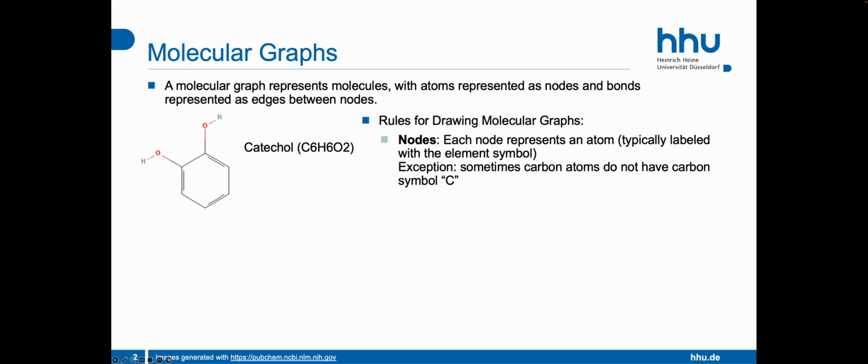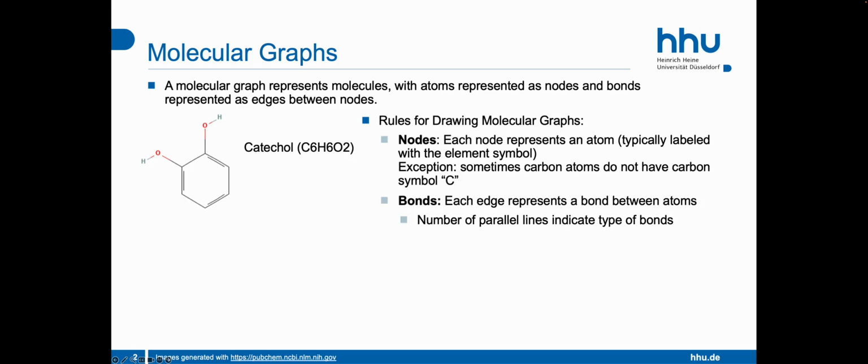So if you see nodes without a symbol, you know that you have carbon atoms in these places. In our case, we can find 6 such nodes without a label, which are all the carbon atoms that are present in the molecule. Then we have edges that represent the bonds between atoms, where the number of lines indicates the type of bond between two atoms. A single line indicates a single bond, whereas 2 parallel lines, such as in our example, indicate double bonds. And triple bonds would be represented by 3 parallel lines.